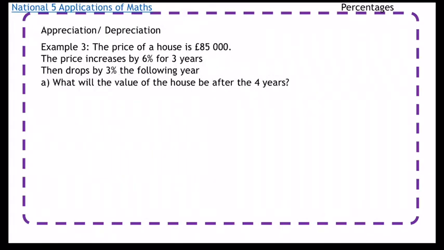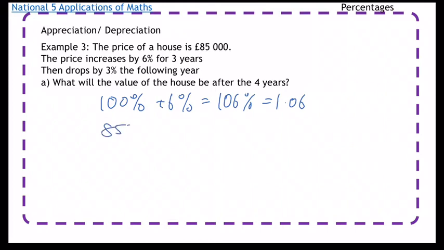Example 3, where we're going to combine appreciation and depreciation. So example 3, the price of a house is 85,000. The price increases by 6% for 3 years. It then drops by 3% the following year. What will the value of the house be in 4 years? So 100%, and we're increasing by 6%, so plus 6% gives me 106%, which gives me 1.06.